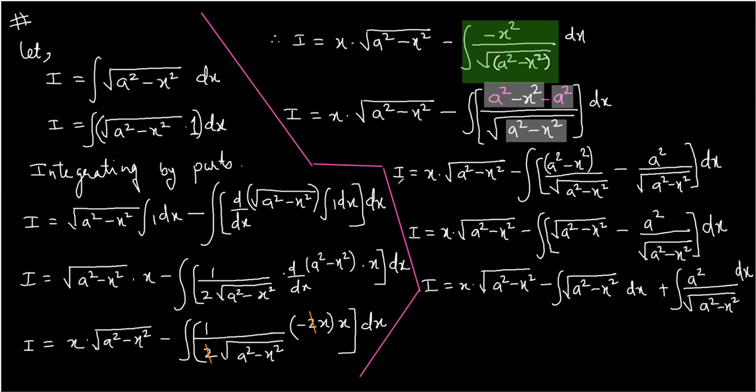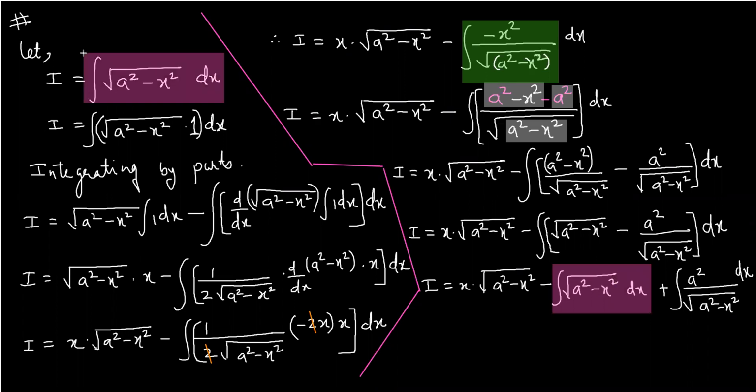You can check what's happening here. You are getting this integral repeated, the one that you had in the beginning. It is the same integral being repeated. So here you will write I for that. So this one is I.